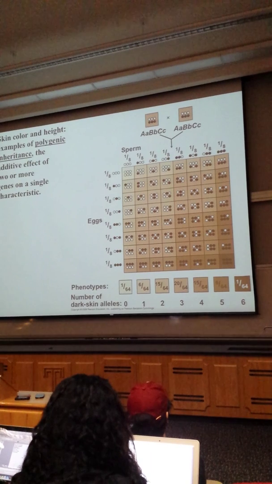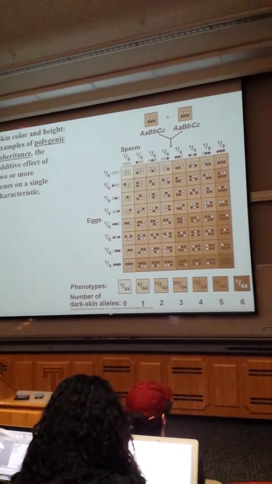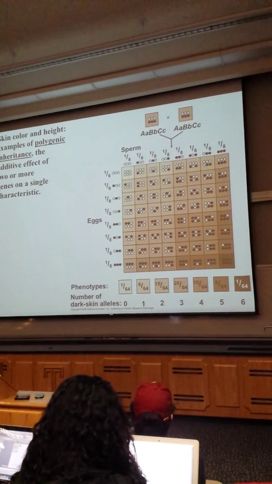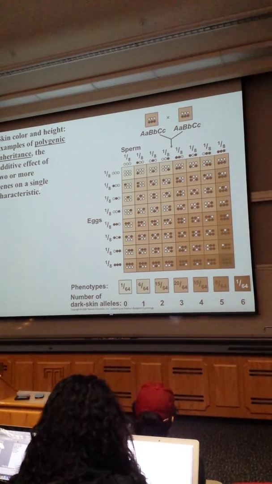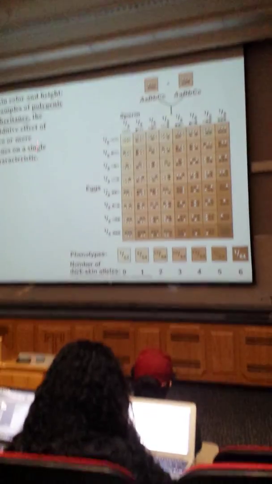Does anybody have a question? So this is called polygenic inheritance, when you have more than two genes that are going to determine a single phenotypic characteristic, which is how light or dark the skin is.